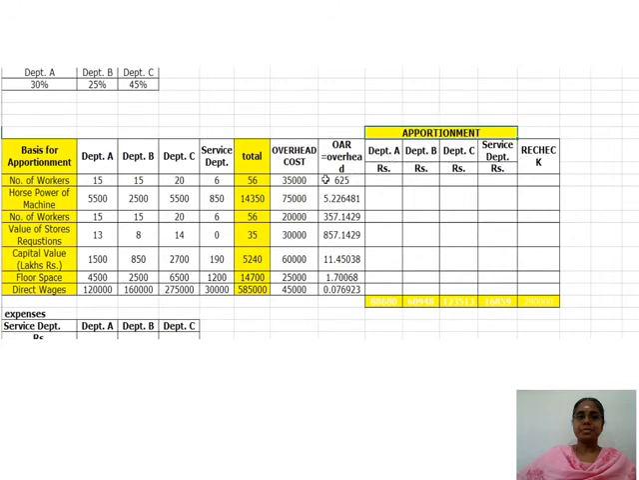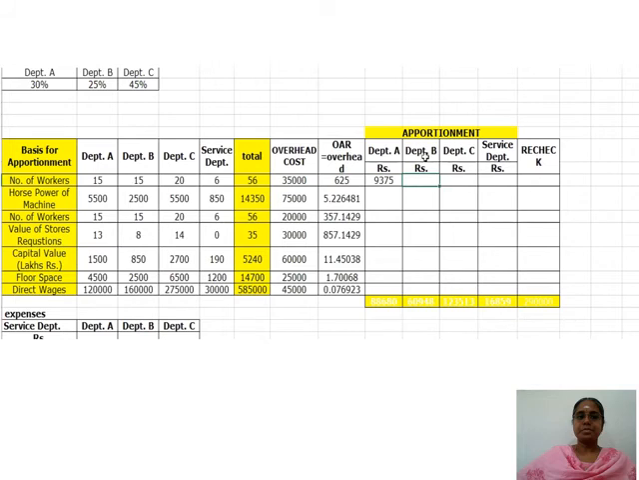So you are apportioning this total overhead for the 4 departments that are available, A, B, C and service department on this basis. So here it is. I hope you have found it is 15 divided by 56 into this. Instead of this, since you have found the overhead absorption rate, you can just multiply the 15 into overhead absorption rate. You will get the answer here as this.